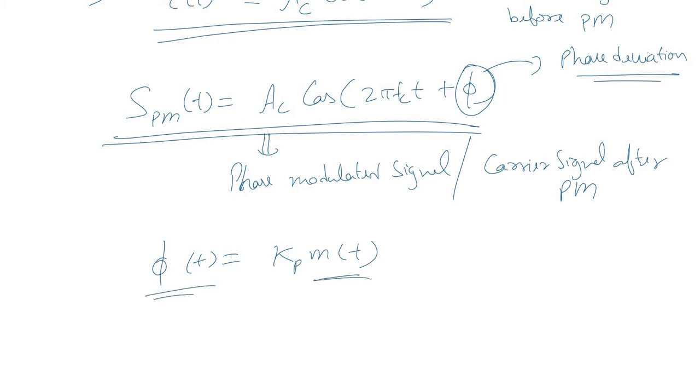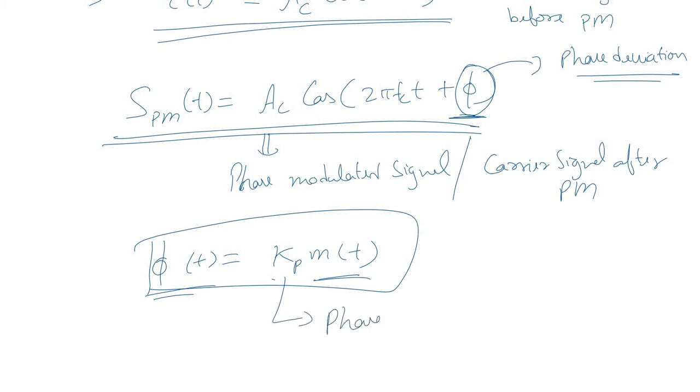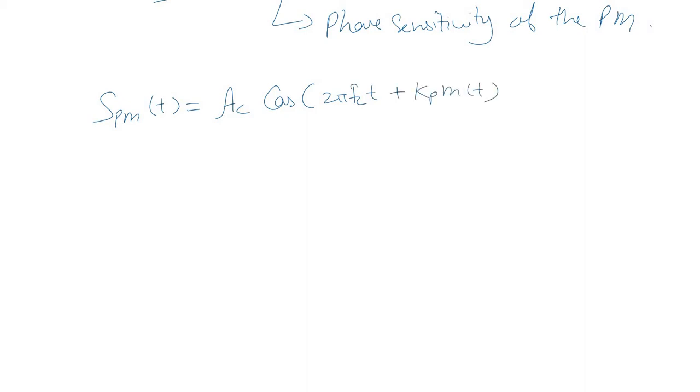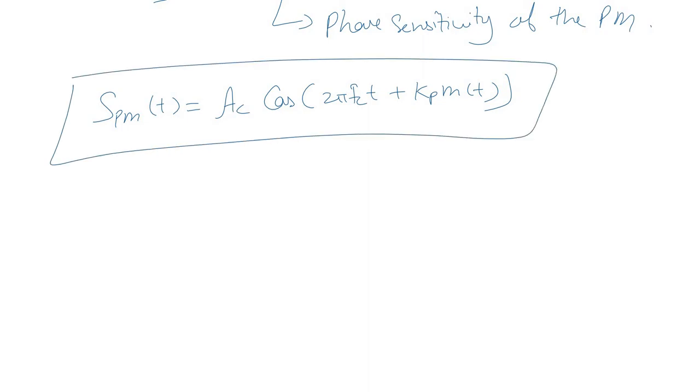So this phi of t, the phase deviation, is nothing but Kp times m(t), where Kp is the phase sensitivity of the phase modulator. You can correlate each and every concept with frequency modulation. It is exactly the same. So effectively we can say the phase modulated signal can be written as Ac cos 2 pi fc t plus Kp into m(t). This is the standard expression for PM.